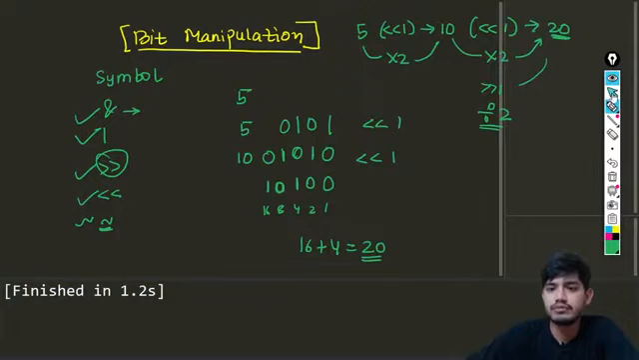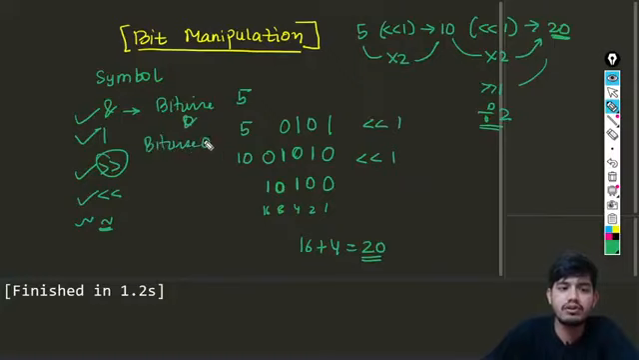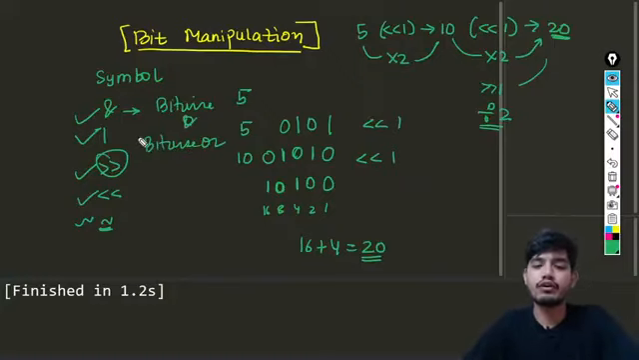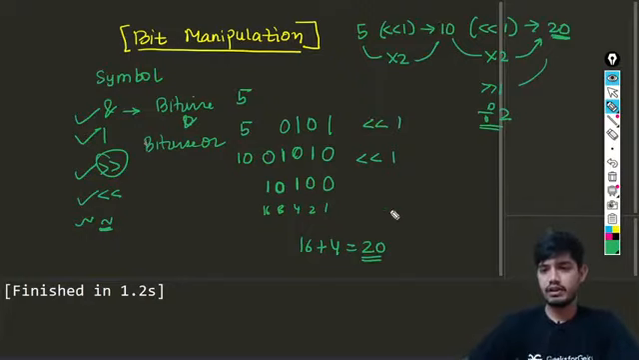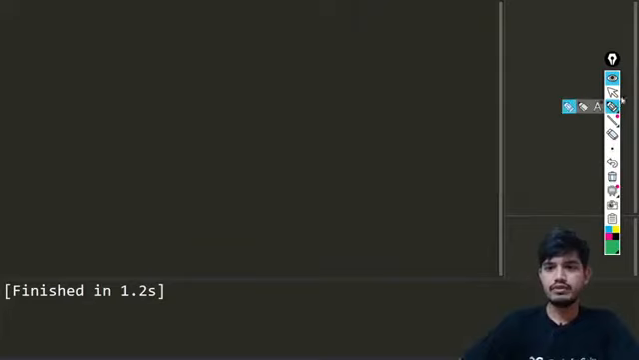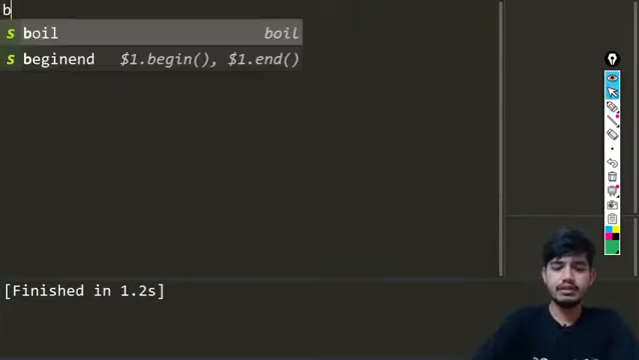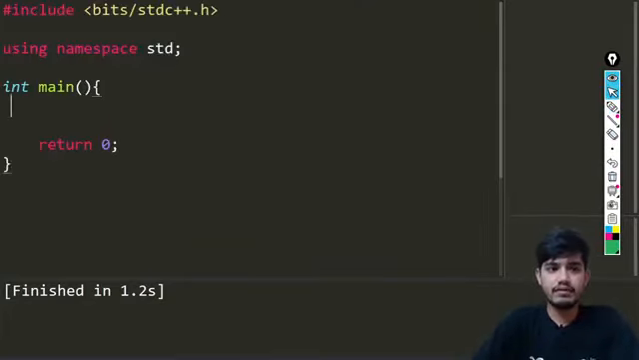This is bitwise AND, and then this was bitwise OR. This is the left shift operator, the right shift operator, and complement. I hope all of this is not an issue for all of you. So let me just remove this and take an example. Here we have this one.